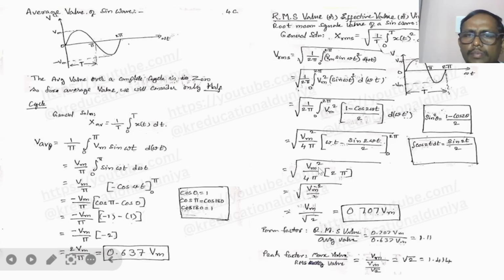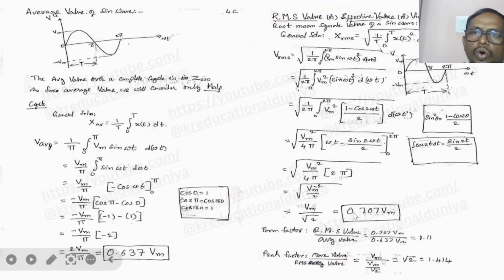So under root Vm square by 4 pi into 2, that is 2 pi minus sin 2 pi by 2, right? After doing this you are going to get 2 pi. Here 2 2s are 4, so 2 will get cancelled and pi will get cancelled, and under root you are going to get Vm square by 2. So Vm square is nothing but Vm, under root 2, that is 1 by root 2, equal to 0.707. So 0.707 into Vm.